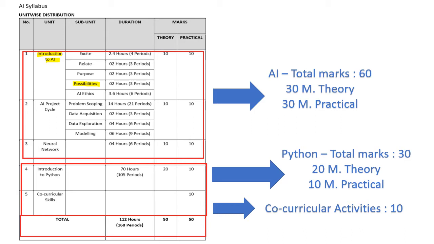The next chapter is AI project cycle, and the third unit is neural network. So this whole unit comprises a total of 60 marks in AI. 30 marks will be theory and 30 marks will be practical.